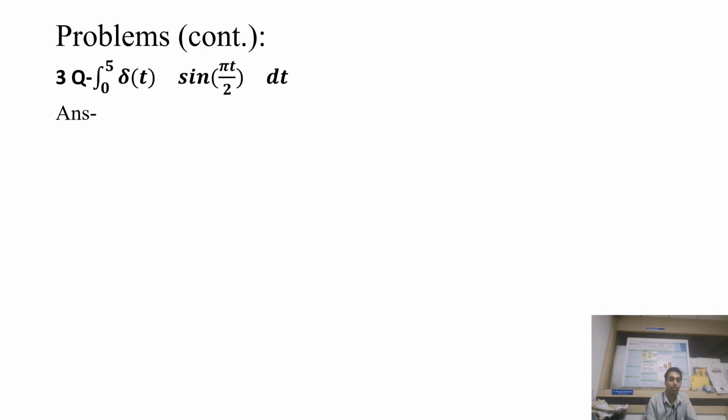Next is del of t sin pi t by 2. Here this exists only from 0 to 5, so you check the limit, it is 0 to 5. It will come when t is equal to 0. So in the integration the limit exists 0 to 5. So t equal to 0 means sin pi into t is sin pi into 0 by 2. So sin 0 is 0.